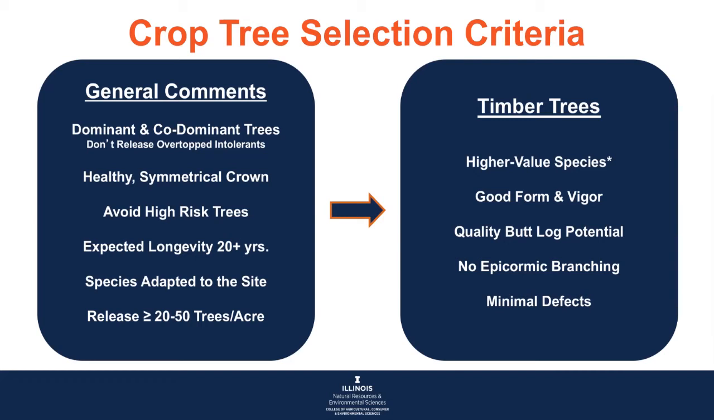You don't want to release trees that have a lot of epicormic branching. Sometimes they're referred to as water sprouts. So you don't want to release those trees because they're already under stress. They're not going to release very well. Okay, it doesn't matter how much additional crown space you give a tree with epicormic branching, it's not going to release. Okay, and it's never going to create a quality saw log or veneer log. And you also want to make sure that your timber crop trees have minimal external defects.